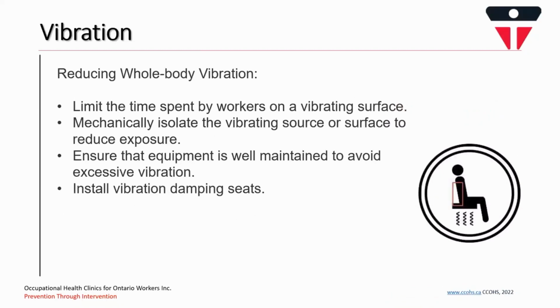Ways to reduce whole body vibration would be to limit the time spent on these types of machines, so you could vary the tasks that are done. You can also isolate what's being the vibrating source or surface in order to reduce the exposure. You want to ensure again that the equipment is maintained in order to avoid that excessive vibration, and there's a potential for installing vibration dampening seats.